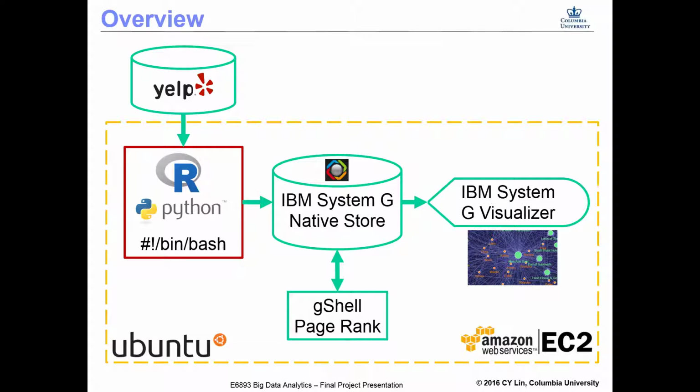To generate my graphs, I grabbed the data from the Yelp dataset and then processed it using R, Python, and Bash. I then used the CSV files and put it into the SystemG native store. Using G-Shell, I created a page rank analysis to communicate how popular each business is. Then I put all of that into the SystemG visualizer, and all of this is hosted on the Amazon EC2 instance using Ubuntu.